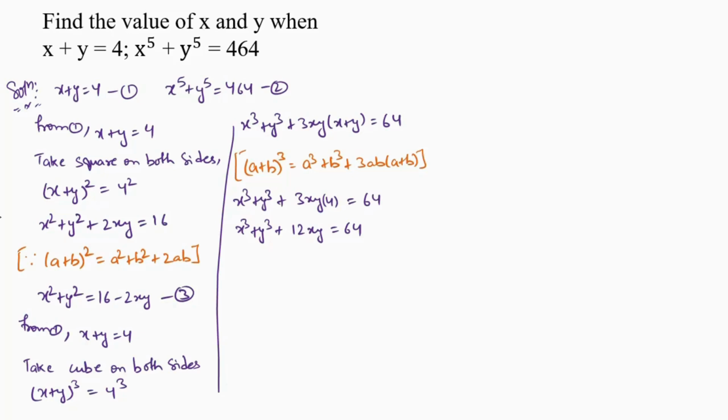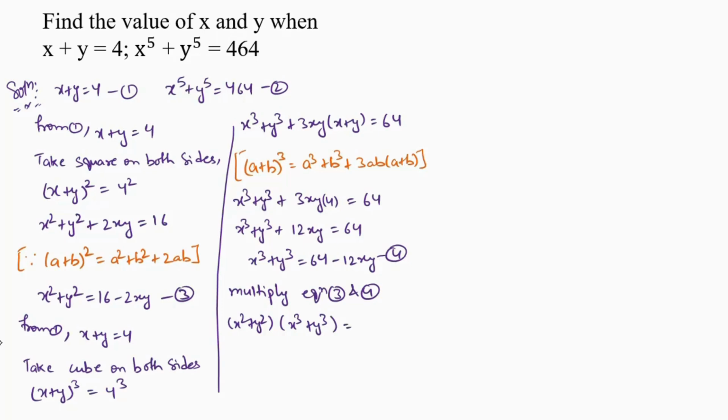Bring this 12xy to the right hand side. We get x cube plus y cube is equal to 64 minus 12xy. Name this equation 4. Now multiply equation 3 and 4. Multiply equation 3 and 4.